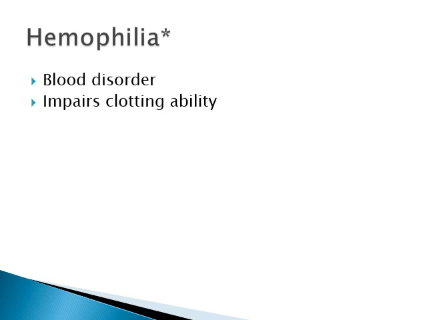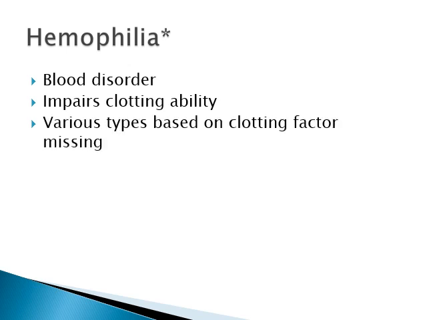Hemophilia is a blood disorder that impairs clotting ability. We know that when you have a wound or even a soft tissue injury, part of the healing process is to form a clot. In this case, the clotting ability is impaired. It should be noted that there are various types based on the clotting factor missing. I'm not going to make you responsible for knowing every characteristic of every type of hemophilia, because there are quite a few of them. But just in general, know your signs and symptoms and how you would treat the general forms of hemophilia.